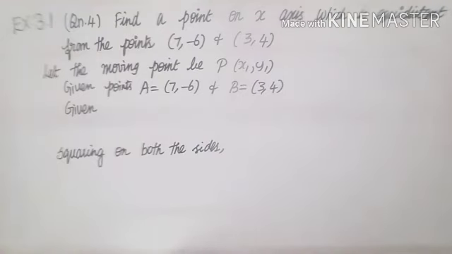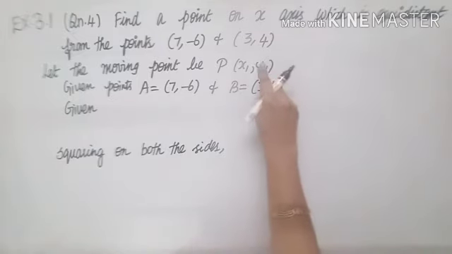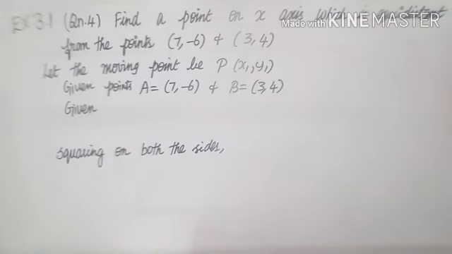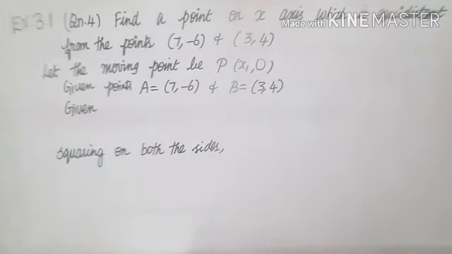Question number 4. Find the point on x-axis which is equidistant from the points (7, minus 6) and (3, 4). Let the moving point be (x1, y1), the usual way of taking. But the point is on x-axis. What does it mean? If the point is on x-axis, the y-coordinate must be 0. So we will take (x1, 0).